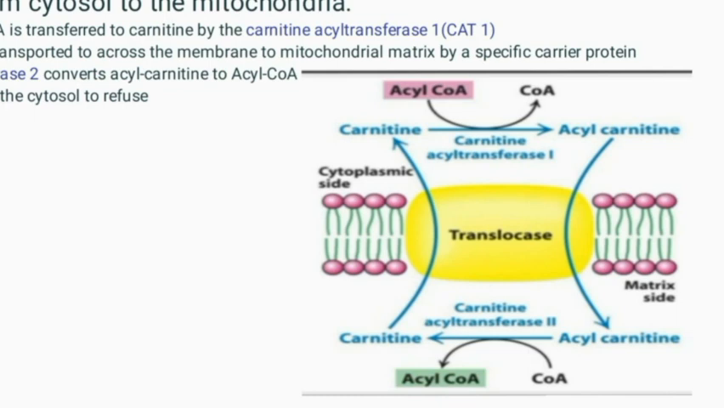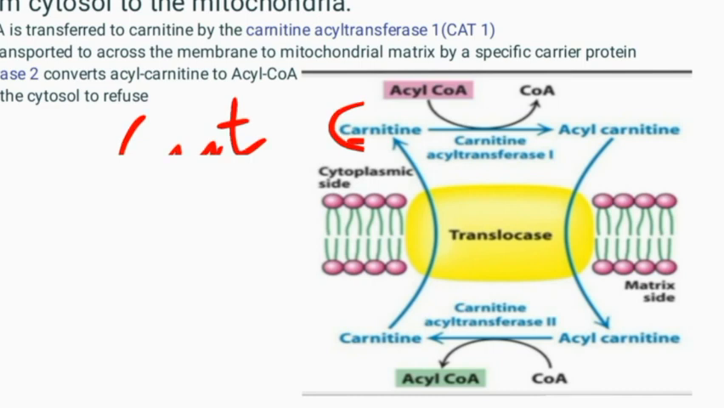The carnitine is converted into acylcarnitine. This step is present in the cytosol. And here is the mitochondrial matrix. From the acylcarnitine, a carnitine carrier system helps it to move from the cytosol to the mitochondrial matrix.